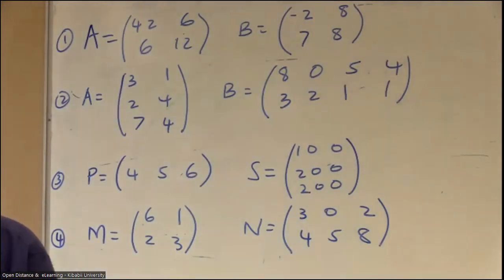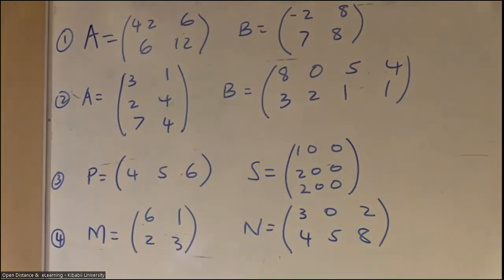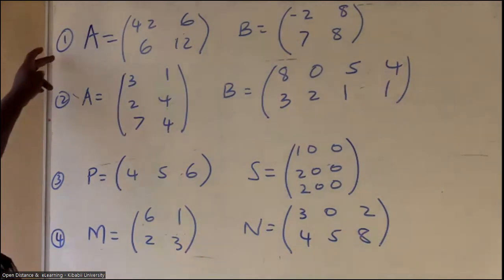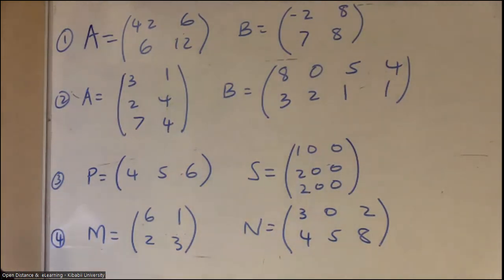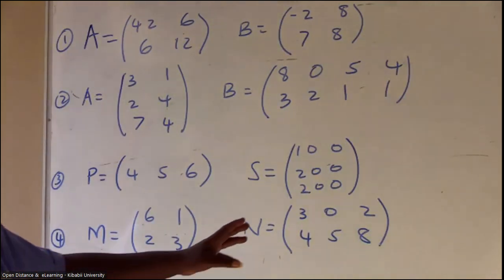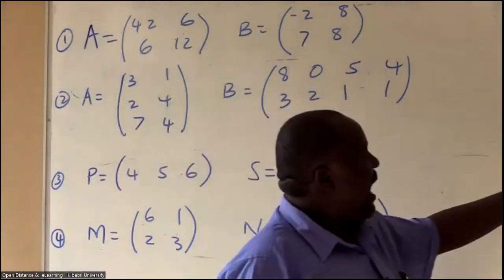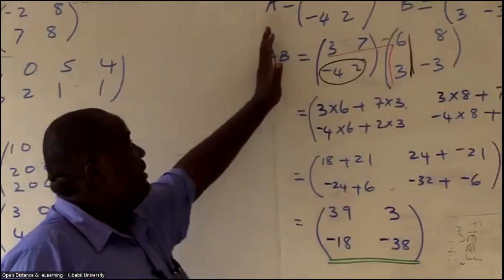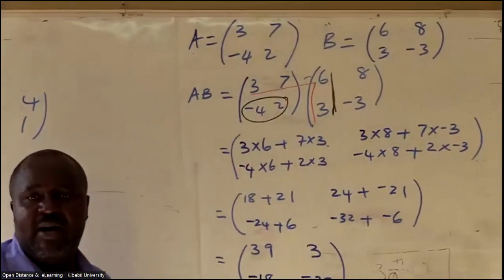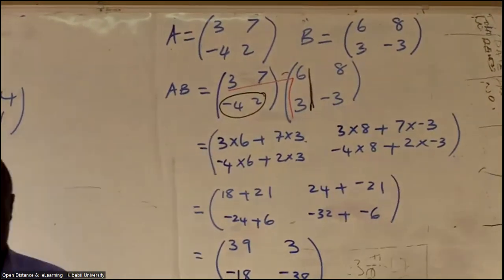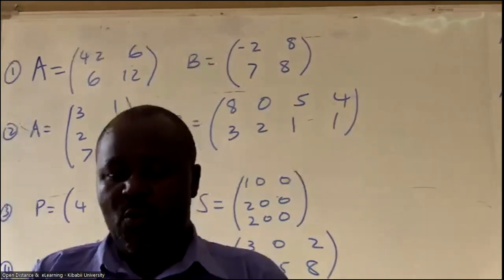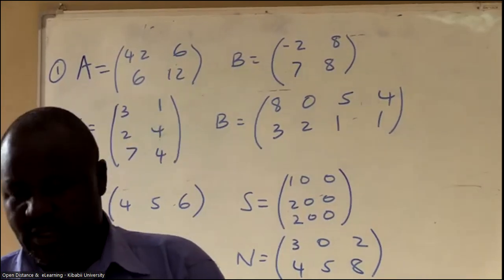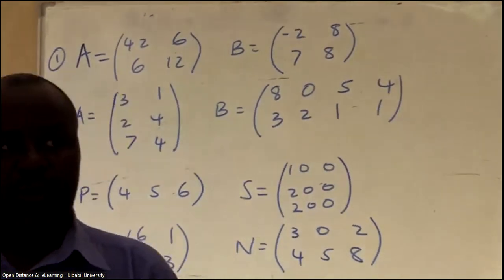Let us get those matrix products for numbers 1, 2, 3, and 4, following the same approach that we used to get AB in our example. Let us get the answers, then we see if we are correct or not.